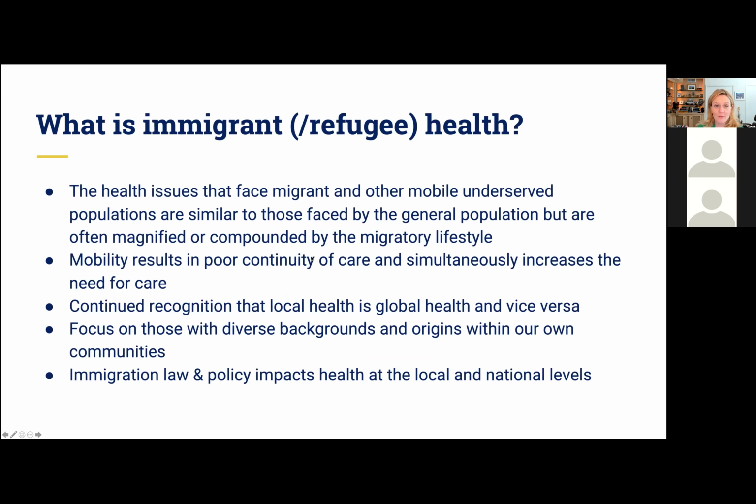We're also talking about immigrant health here in the center. And certainly immigrant health is a component of global health. We have issues that face migrant and other underserved populations. And certainly work for the Global Health Certificate could include immigrant and refugee populations here in the United States. And we're really open to that as well.